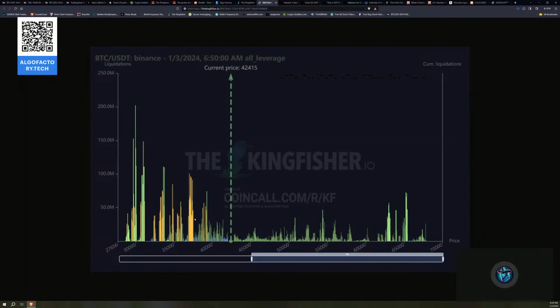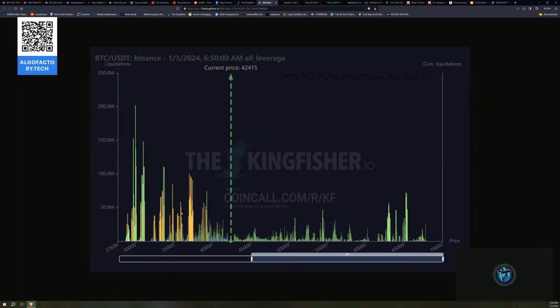Let's just say it was time for Bitcoin to go up. The leverage will almost always get cleared out before Bitcoin goes up. So Bitcoin will go down to knock all these liquidations out before that happens. Almost always. There are times when it doesn't, but for the most part, that's how it is.